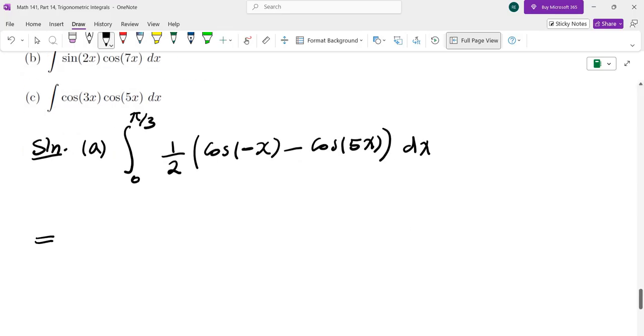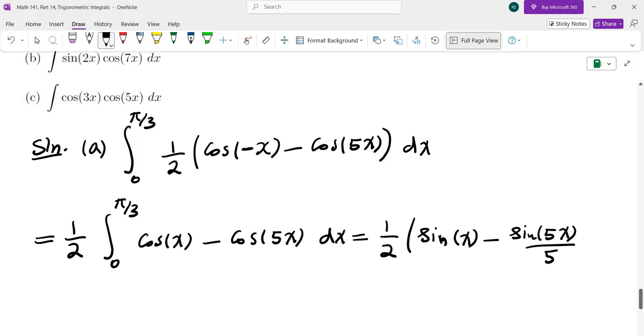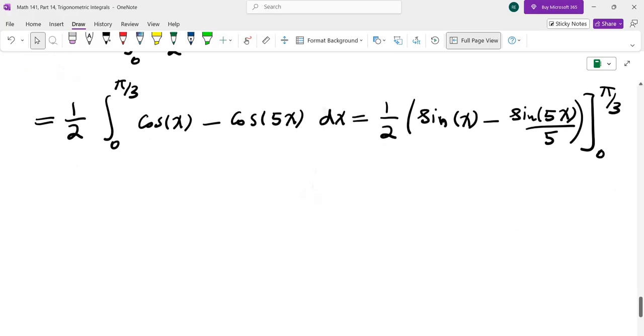Now we can use the fact that cosine is in fact an even function, so we can put the 1/2 out, 0 to pi over 3. Cosine of negative x and cosine of x are actually the same thing. So negative cosine of 5x dx, this is 1/2. Integral of cosine is sine, so this is sine of x minus integral of cosine is again sine of 5x, but we're going to have to divide by 5, and this is from 0 to pi over 3.